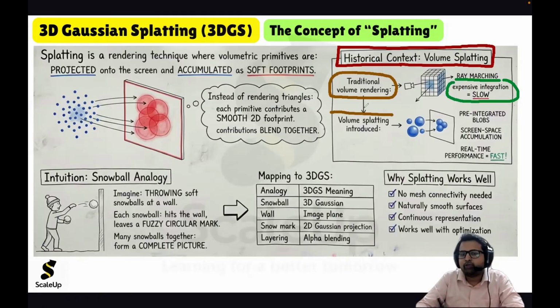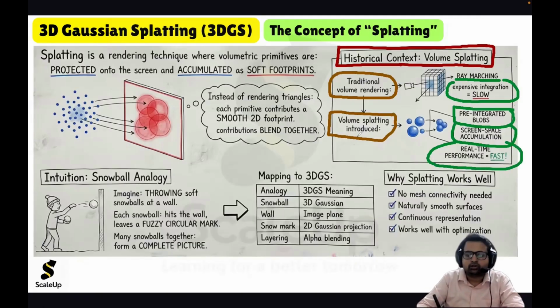Then we had volume splatting, and this splatting is very efficient because we already have pre-integrated blobs. We already have 3D Gaussians, and they just get accumulated on the screen space, and we get real-time performance, as we just now saw.